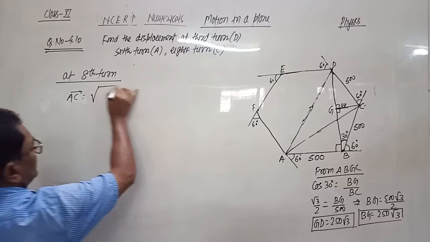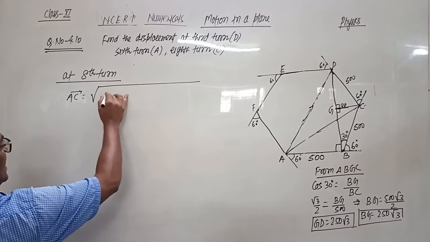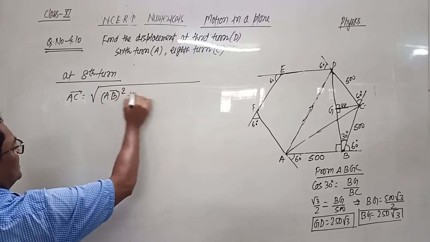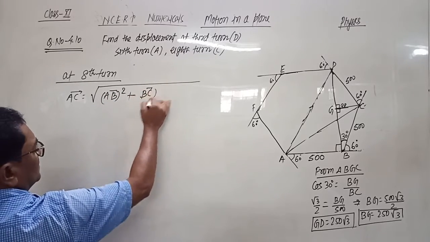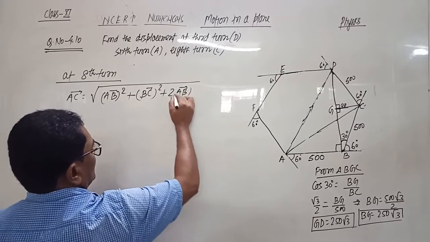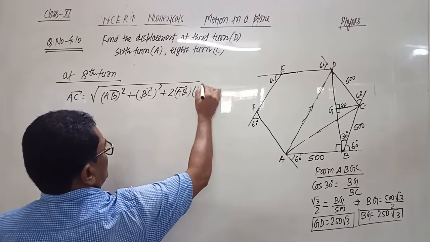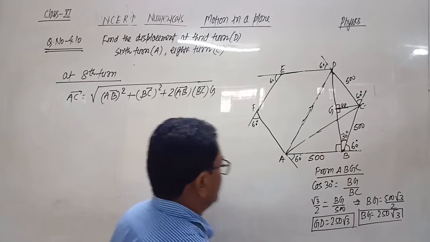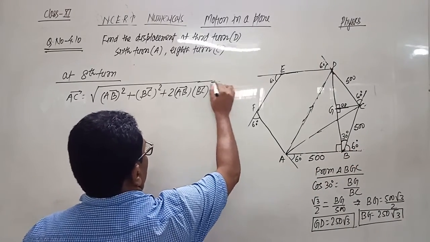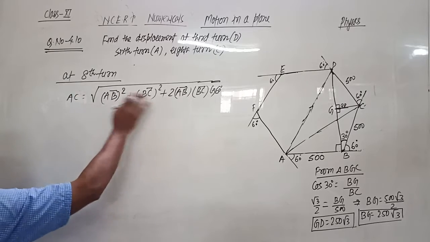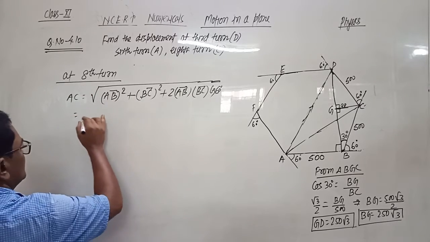the square root of AB square plus BC square plus 2AB into BC cos theta. The angle theta between them, the exterior angle, is 60 degrees. So the magnitude of AC equals the square root of AB square plus BC square plus 2 AB BC cos 60 degrees.